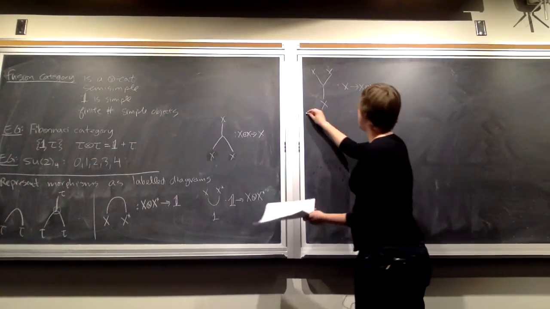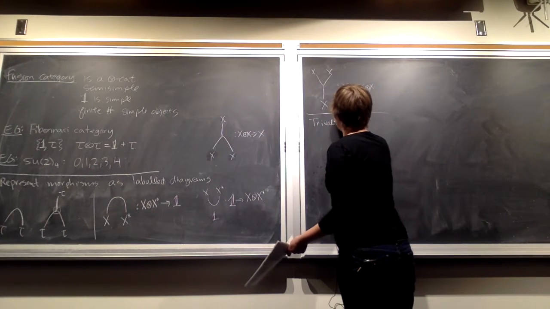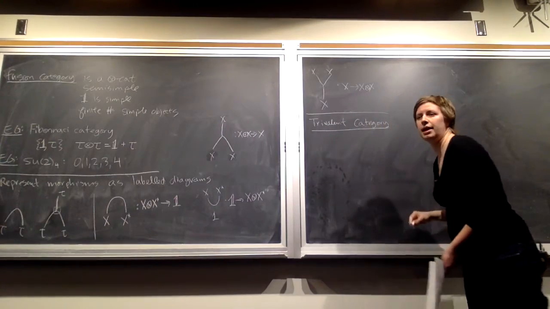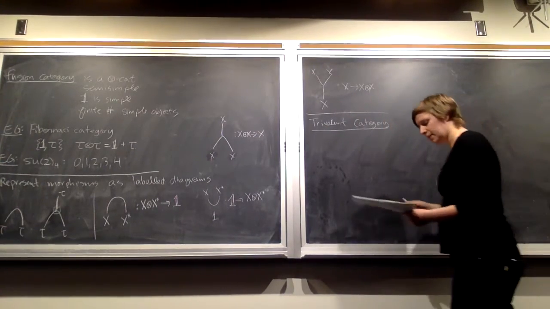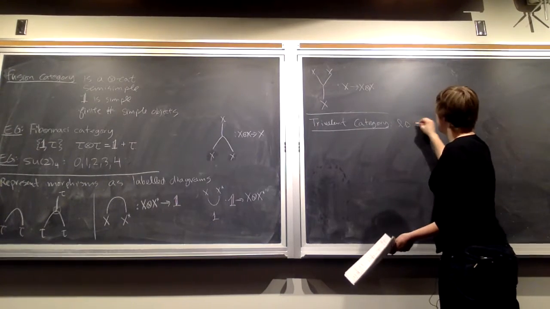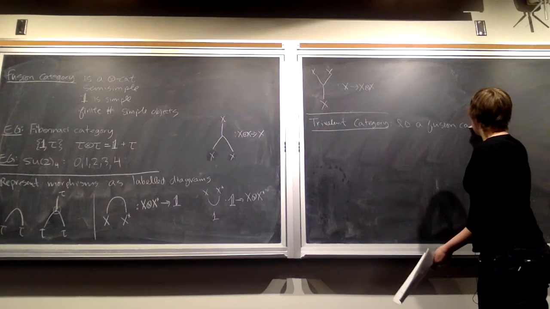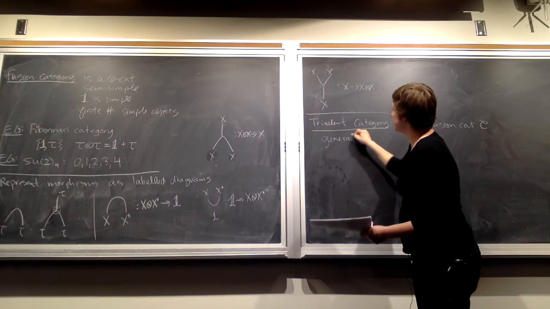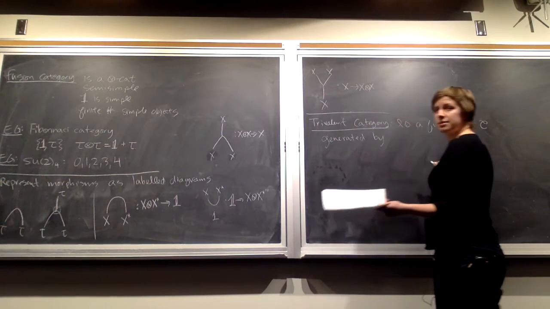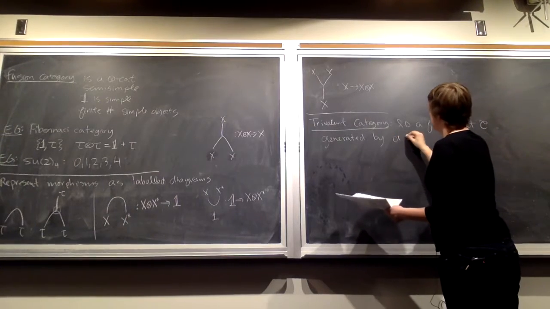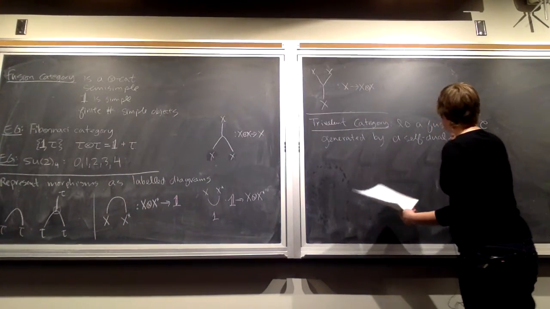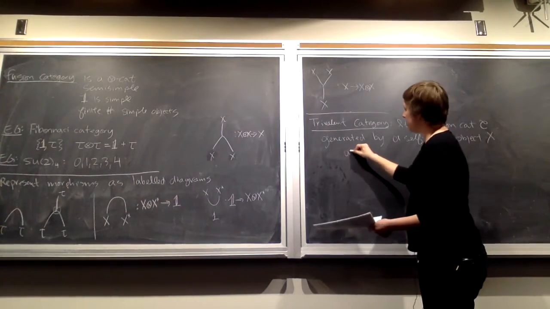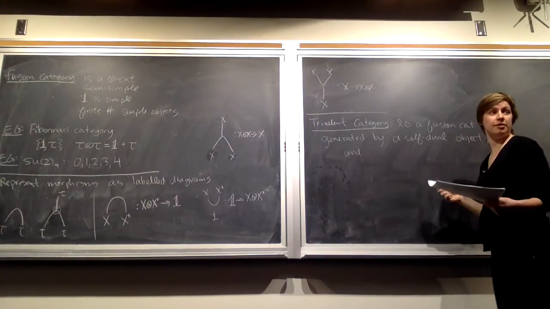But what I'm interested in today are a very simple kind of category that I'm going to call a trivalent category. And what I mean by this is, okay, it's a fusion category C, and its objects are generated by a single generator, which I'll insist is self-dual, called X. And then the morphisms are going to be generated by a trivalent vertex.